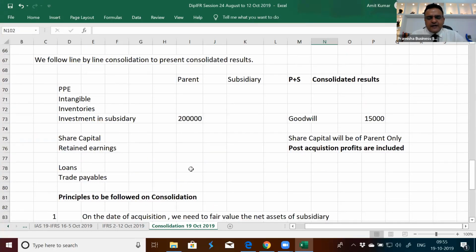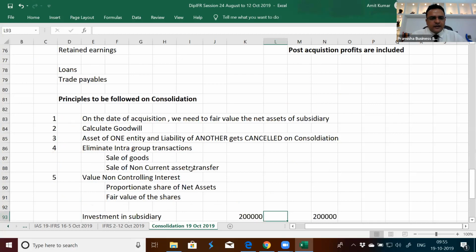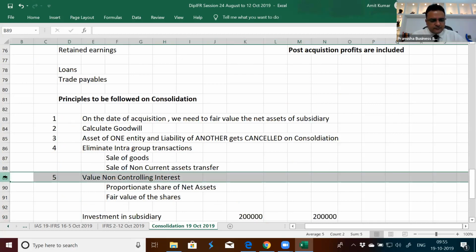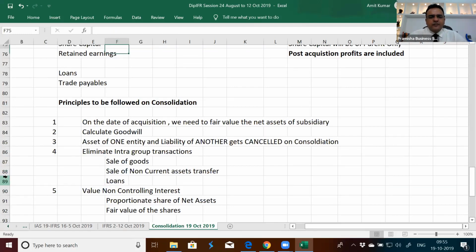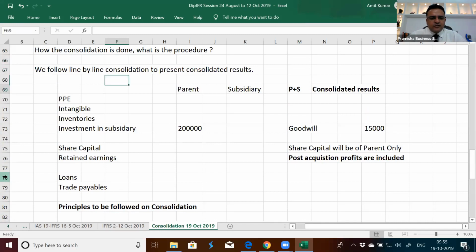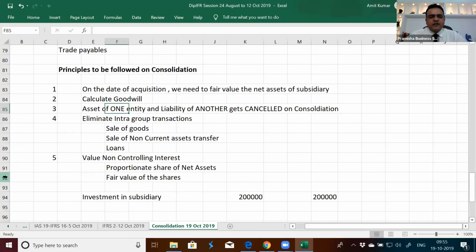Loans will be added with loans: loan of parent plus loan of subsidiary. But if there is an intra-group loan, an intra-group transaction between them, how will we present it? We'll follow the same concept. An asset of one entity and a liability of another gets cancelled on consolidation. If there is a loan provided by parent to subsidiary, that loan will get cancelled on consolidation because we cannot give loans to ourselves. Intra-group transactions are eliminated on consolidation. Is this clear?